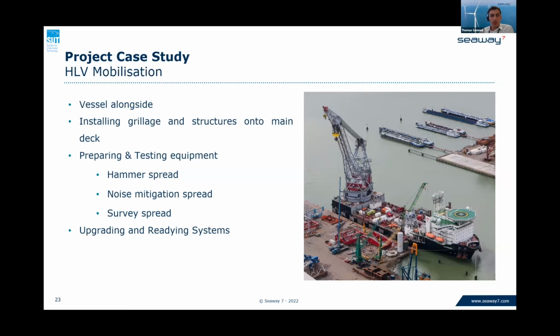Talking about the HLV, one of our first tasks when execution starts is to bring the vessel alongside. We install the grillage and the structures onto the main deck, prepare and test all the equipment, including the different spreads, hammers, noise mitigation, survey, etc. And there's also upgrades. So we've got R&D teams within the company that are looking at the next improvement to our process and our methods. And typically you can have these sort of mobilizations alongside a project mobilization, and it's all to do with improvement with our technology.